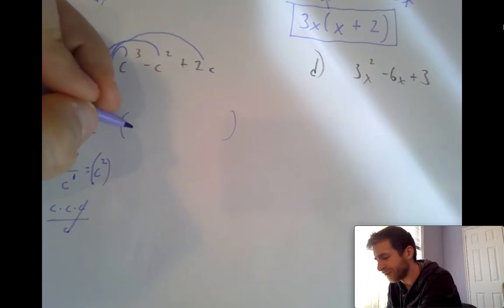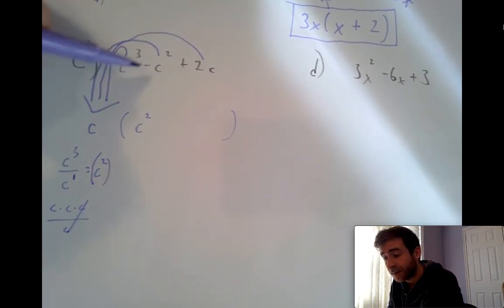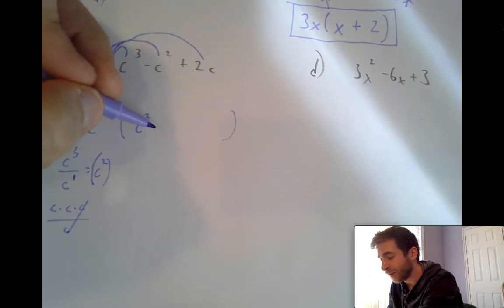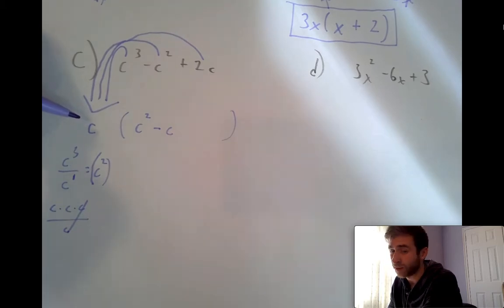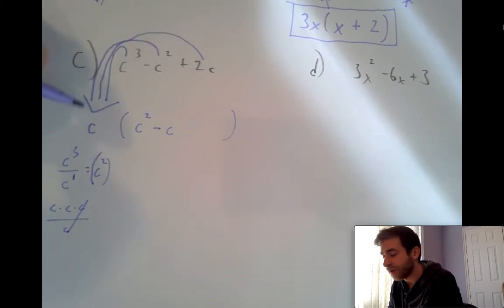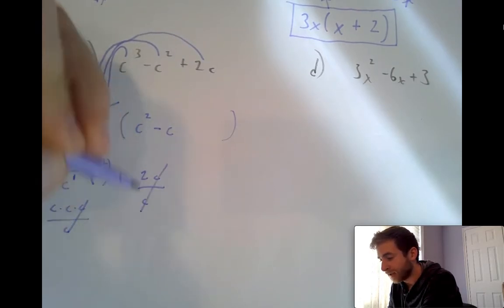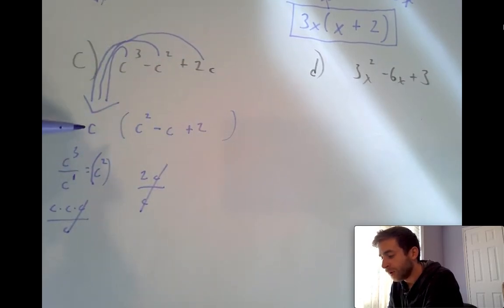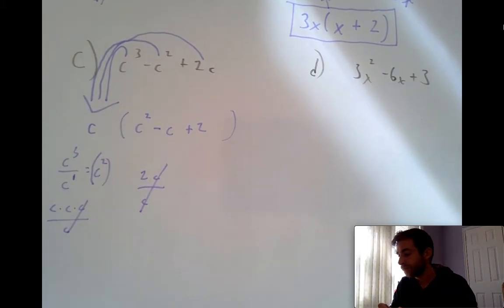Why did I put that in parentheses? A negative c squared, drag that c out. I'm just left with a negative c, right? C squared, take away one of the c's, you're left with a c. 2c, divide the c away. Those will cancel. You're just left with a 2. So the greatest common factor that I could divide out of each of these was c. When I factor that out, I'm left with c, in parentheses, c squared minus c plus 2.